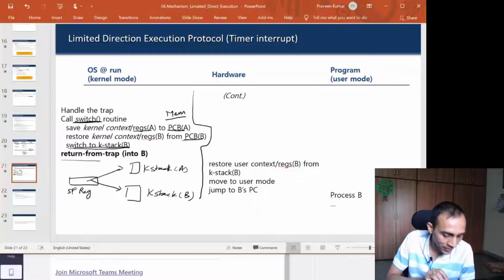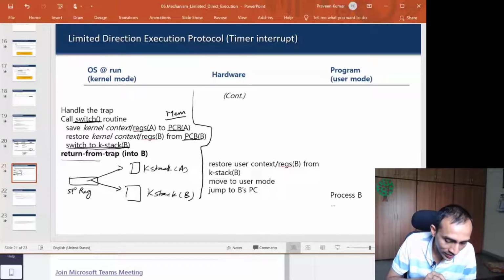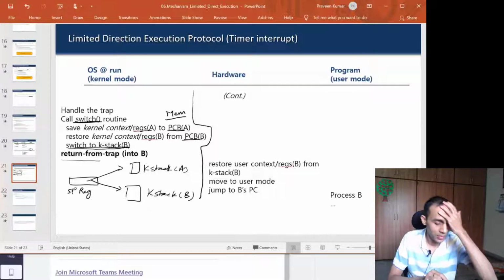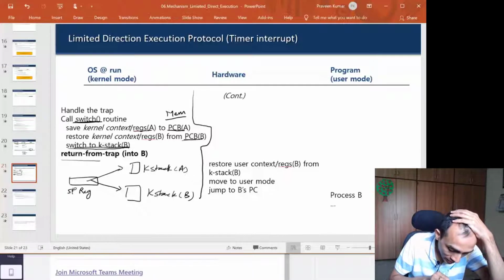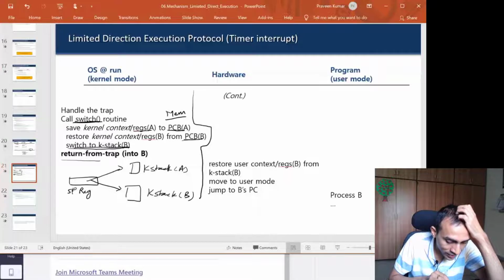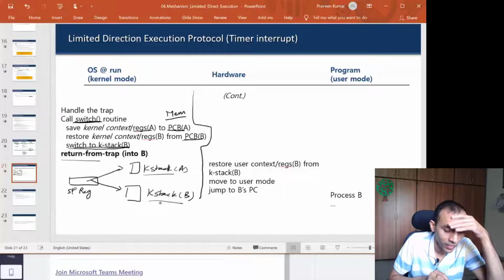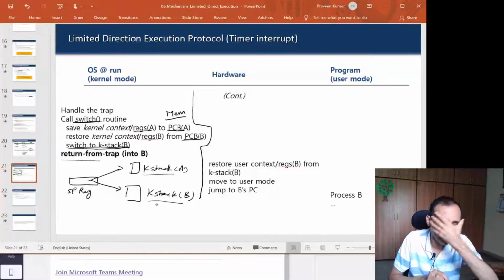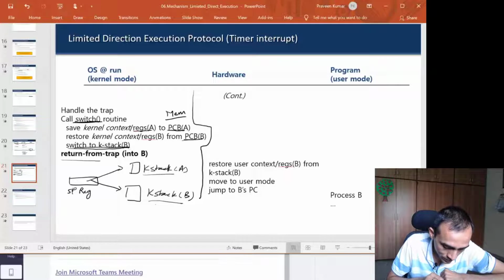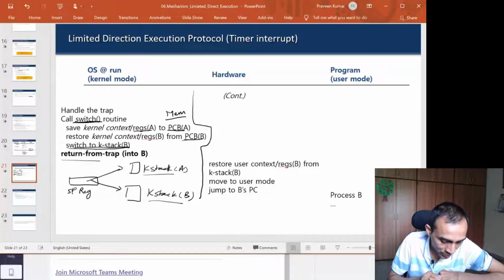It's slightly subtle. When the process is paused, it is using the kernel stack of A, and if it comes back when it returns from the OS, suddenly we have another kernel stack which is operating. I'll explain that a little later. Let me just complete this protocol diagram.